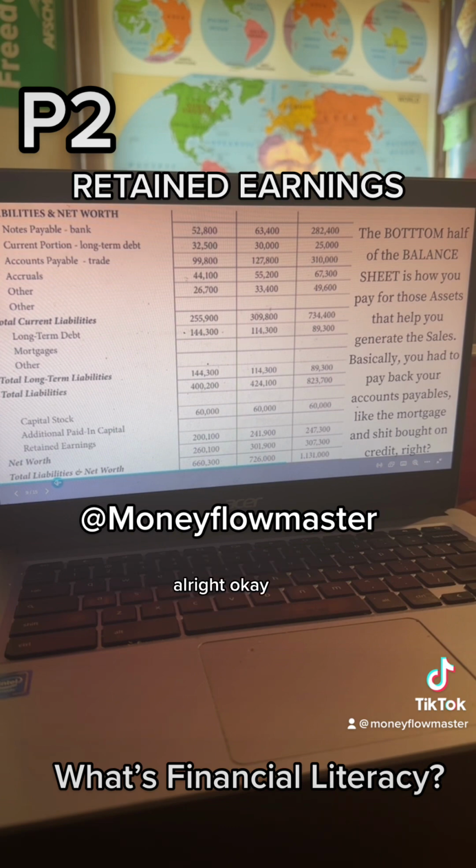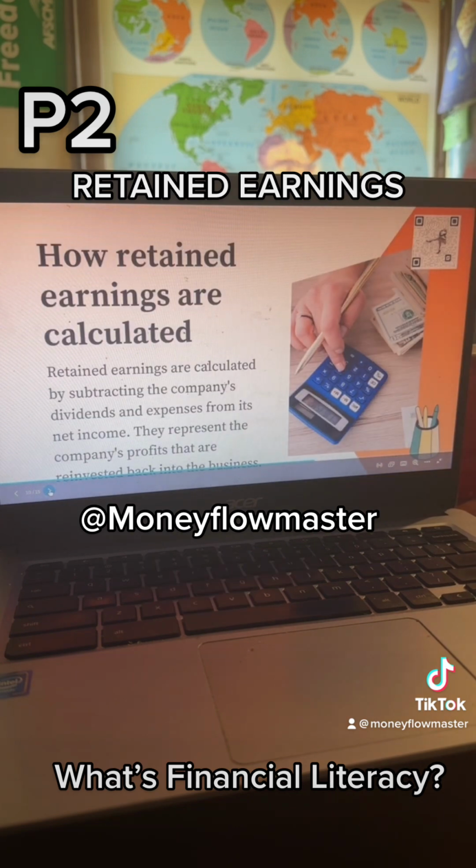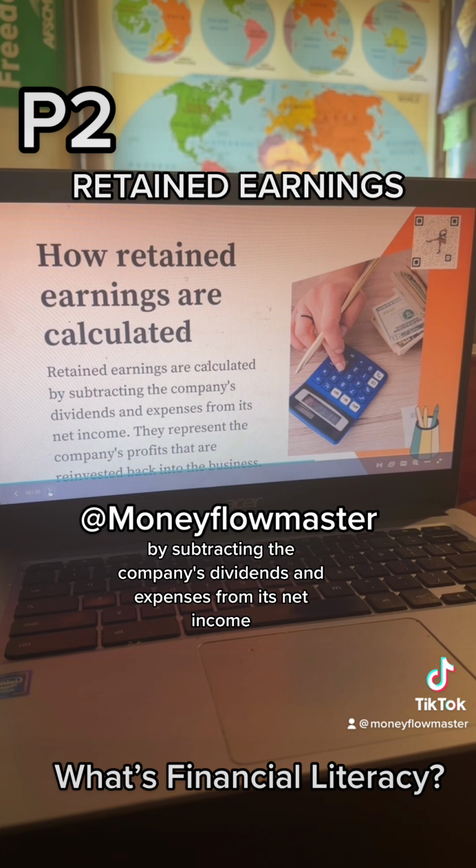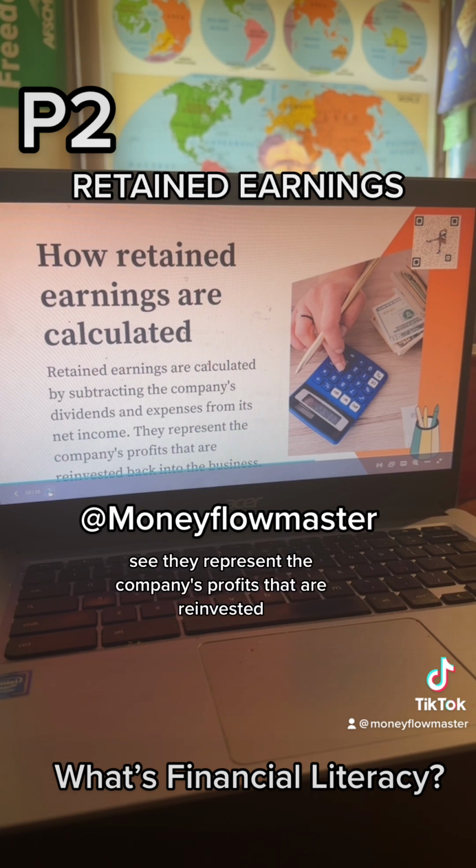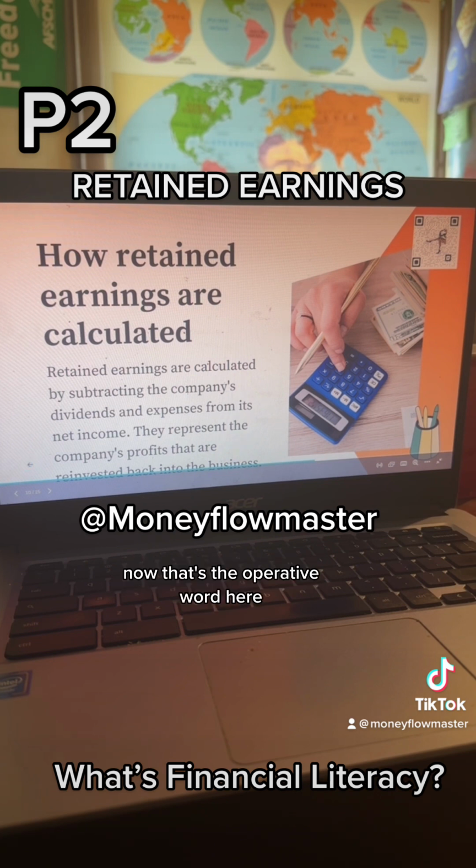All right. Okay, now that we're caught back up. How retained earnings are calculated. See, retained earnings are calculated by subtracting the company's dividends and expenses from its net income. See, they represent the company's profits that are reinvested. Now, that's the operative word here. Reinvested back into the business.